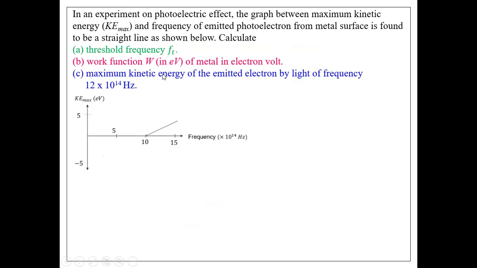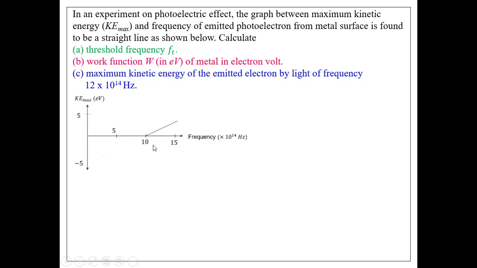In this particular second example problem, it says in an experiment on photoelectric effect, a graph between maximum kinetic energy and frequency of emitted photoelectron from metal surface is found to be a straight line as shown below. And it wants us to calculate A, B, and C. So let's go ahead and crack out A.